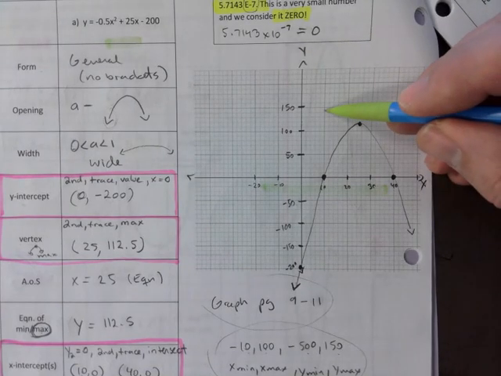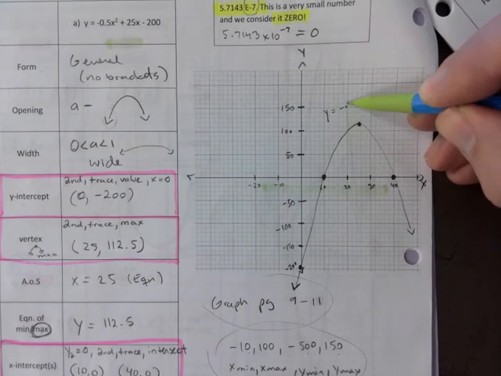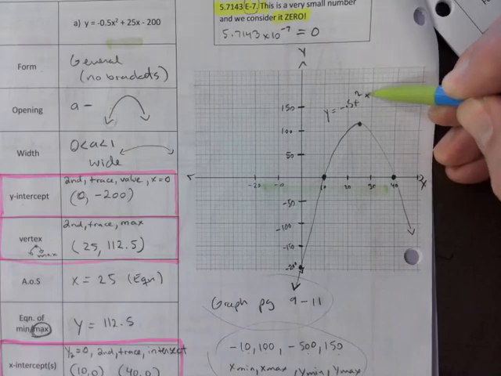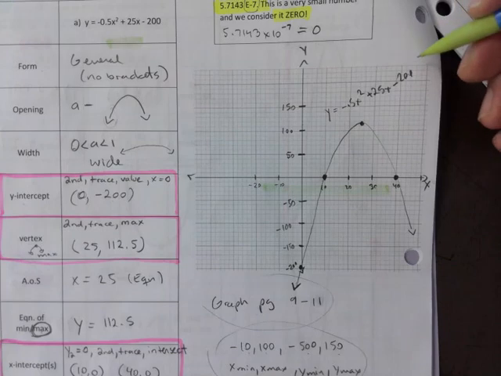And last but not least, you have your equation, which is y is equal to negative 0.5x squared plus 25x minus 200.